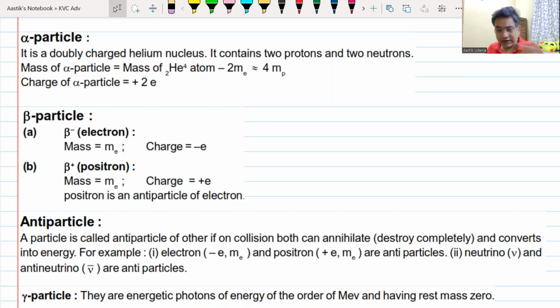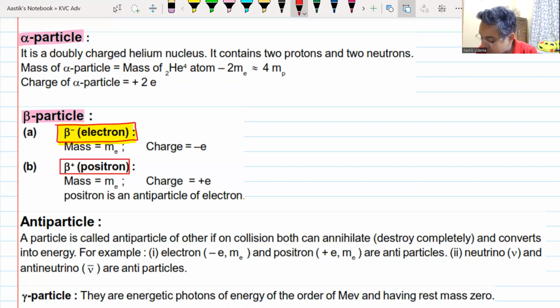Then we come to the next particle. Just for your reference, I have kept the alpha particle here, and the beta particle. Two types of beta particle here. The first type is known as beta negative, which is negatively charged, and therefore it is our old friend the electron. The mass of the electron is Me and the charge of the electron is minus e. The second one is known as a positron. This positron has the same mass as the electron, but a charge opposite to that of an electron. Such particles are known as antiparticles. So positron is an antiparticle of an electron.